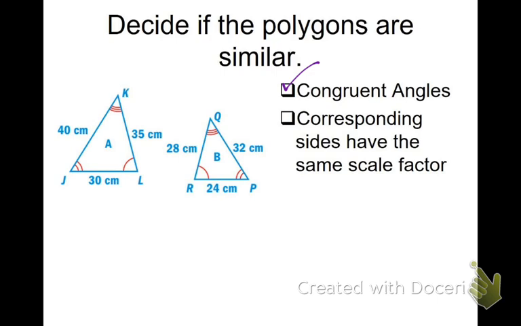Next thing, corresponding sides have to have the same scale factor. So it doesn't ask, find the scale factor of the smaller to the larger or larger to the smaller. It just asks if it has the same scale factor. So me personally, I'm going to put the sides from triangle A on the top and the sides from triangle B on the bottom. So what I mean, start with 40. What side corresponds with 40? 32.